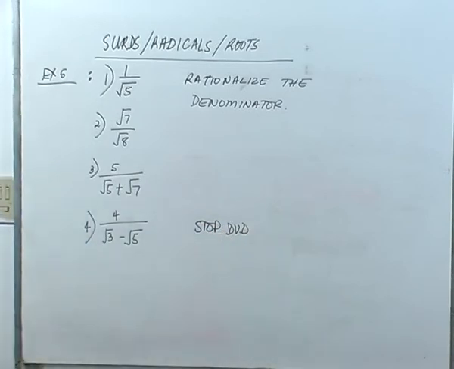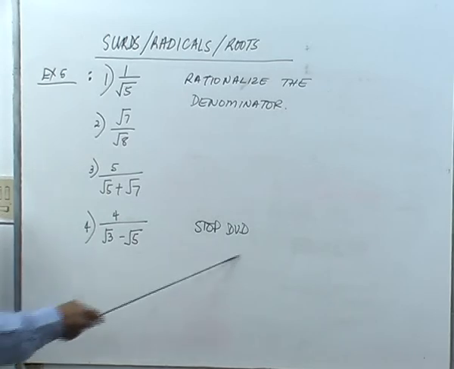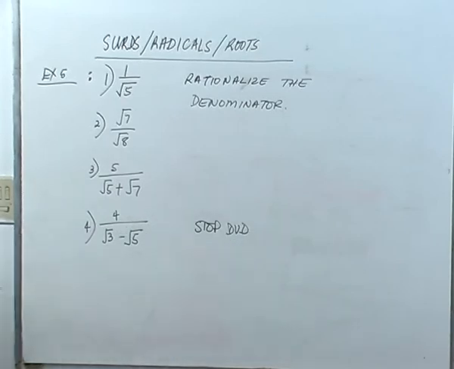Okay, so the first example is 1 over square root of 5. Number 2, square root of 7 over square root of 8. Number 3, 5 over square root of 5 plus square root of 7. And number 4, 4 over square root of 3 minus square root of 5. Alright, you can stop the DVD, try these examples, and then come back to us and we'll mark them for you.